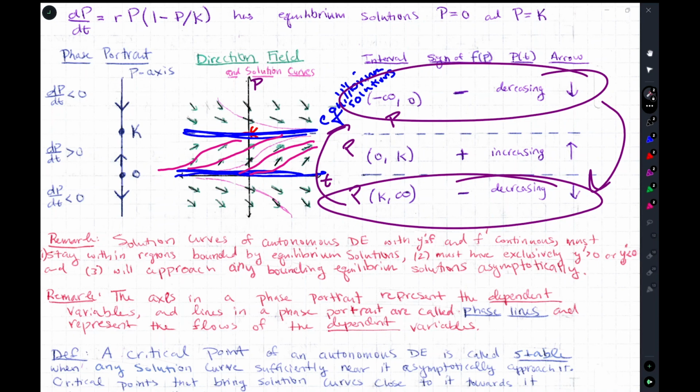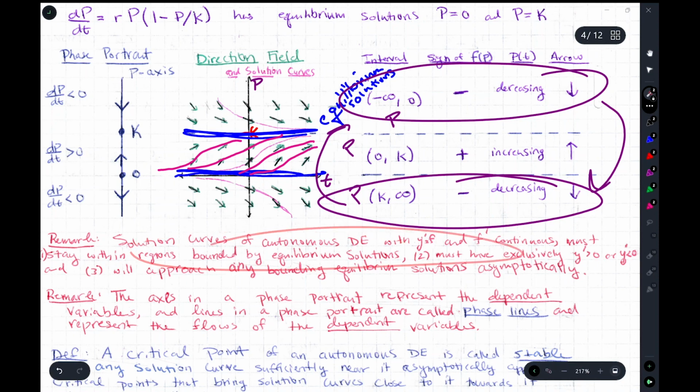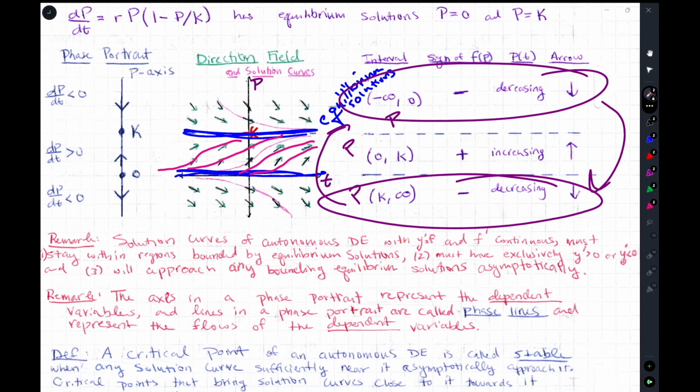None of these solution curves in between the equilibrium solutions has a slope of 0. Only the equilibrium solution does. And so you'll inch closer and closer to the equilibrium solution but never get there. Okay, so these are three important consequences of autonomous differential equations.